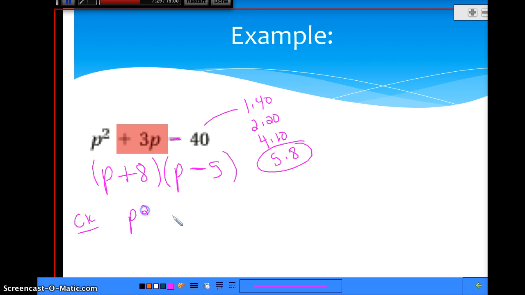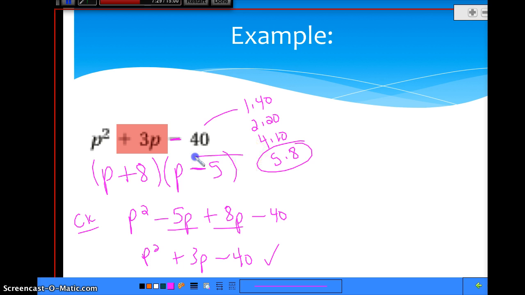First, outers, inners, and last. Combining your like terms, it comes back to the original problem. We know we're right.